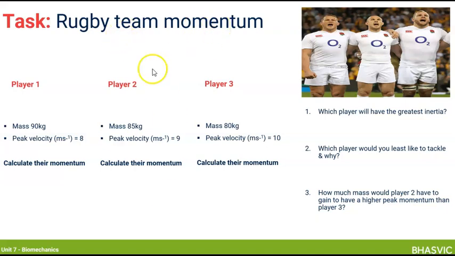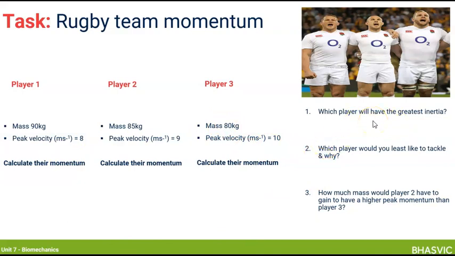So rugby team momentum, we've got 3 different players, different masses. So calculate the momentum of each of them. They are travelling at different velocities. So mass times velocity, mass times velocity, mass times velocity. Calculate their momentum and then answer these questions.